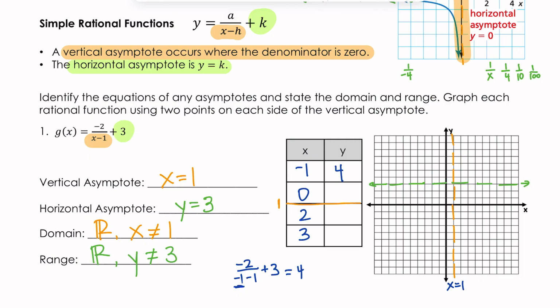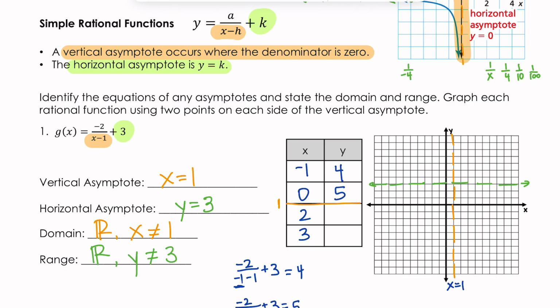Then I want to plug in the next value, 0. So -2 over 0 minus 1 plus 3. So again, plugging these x values into my function. So -2 over, it's going to be -1. That's +2 plus 3, we get 5.